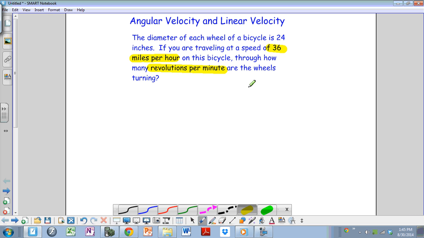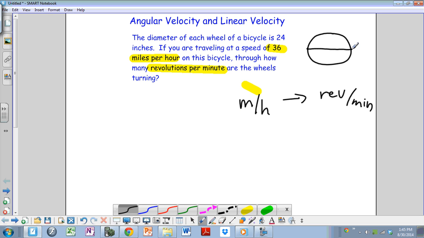So in order to relate miles per hour to revolutions per minute, we basically need to do conversions. We need to convert from miles to revolutions and from hours to minutes. In order to convert from miles to revolutions, we have to consider the information that we're given about the bicycle. That is, that the diameter of the bicycle is 24 inches, because the size of a wheel determines how far a bicycle goes when it makes a revolution.